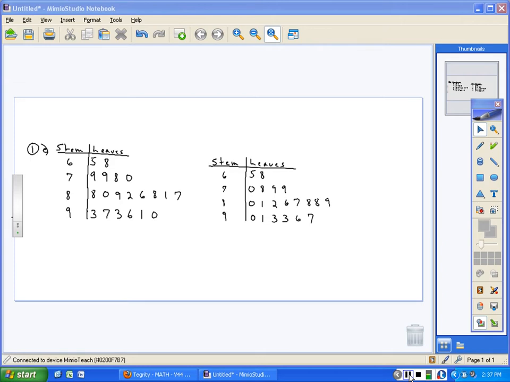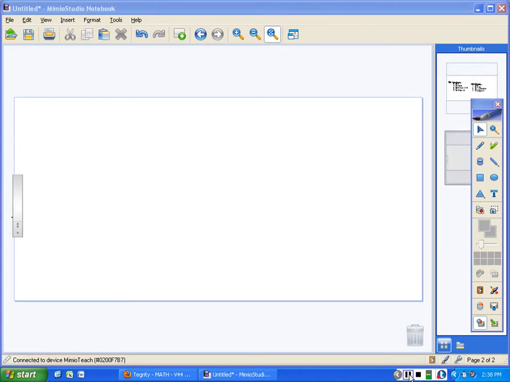The reason we do the stem plot first is it helps us with part A, because by looking at the stem plot we can see that there are 2 numbers in the 60s, 4 numbers in the 70s, 8 numbers in the 80s, and 6 numbers in the 90s. So now we will go do part A.